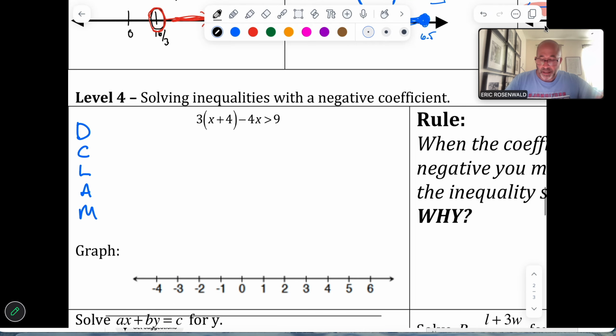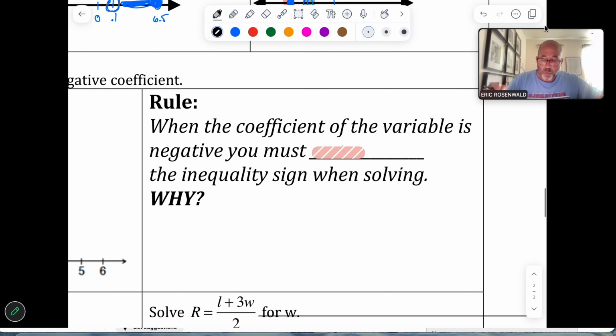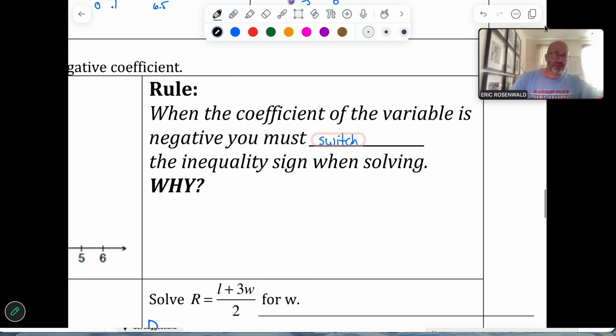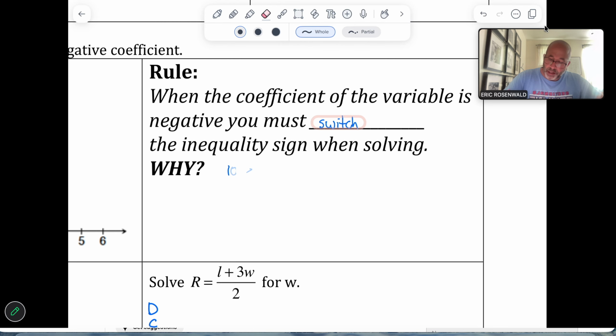So it says solve the inequality with a negative coefficient. Let's talk first about a rule. When the coefficient of the variable is negative, you must switch the inequality sign when solving. The question always is, well, why? Why do I have to? Well, let's look at it really simply. Let's do 20 is greater than 10, okay?